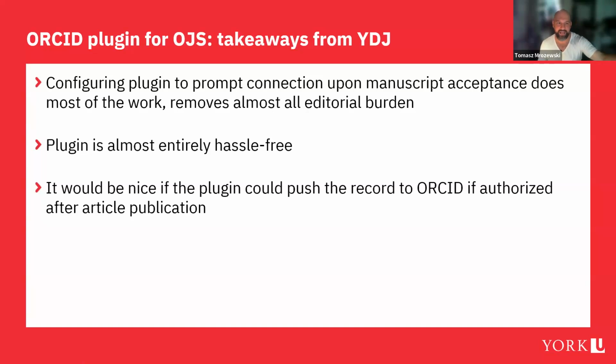The only thing, if I could change anything about it, is that the plugin only pushes the record to an ORCID profile when OJS publishes the article via publishing an issue. It would be nice if an ORCID connection that was authorized after publication could also push, but that's not a big worry. That was sort of me looking for anything bad to say about this. So really, I've got to say, it works well.